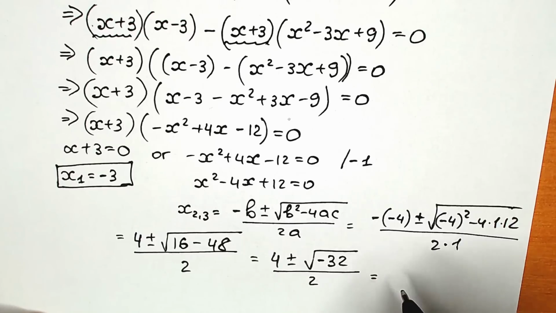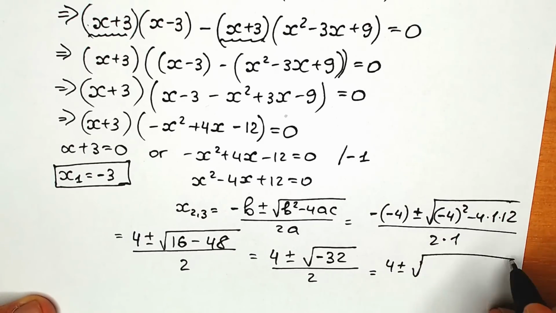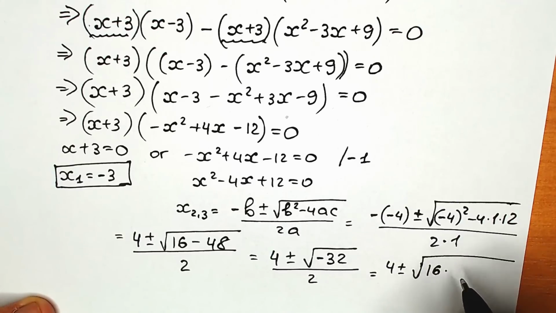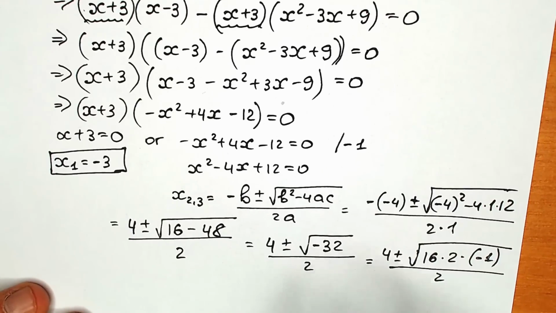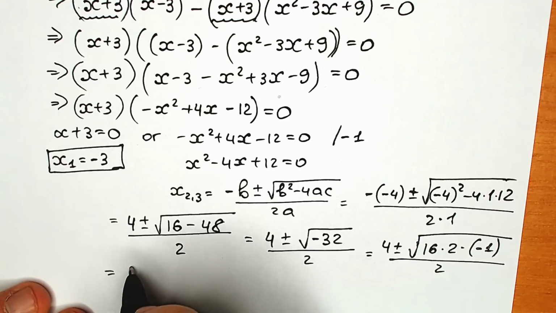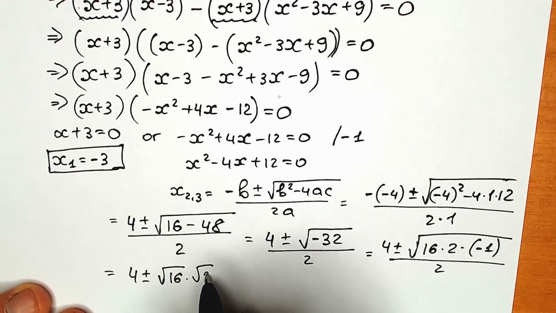But let's simplify that. We will have 4 plus minus, this square root of minus 32 we can write as square root of 16 times 2 times minus 1, all right? And in terms of a basic property, we can easily split it. So we can easily write it as 4 plus minus square root of 16 times square root of 2 times square root of minus 1.